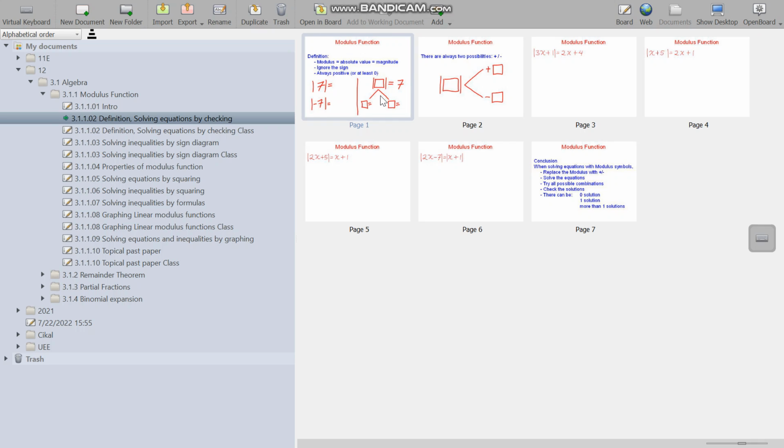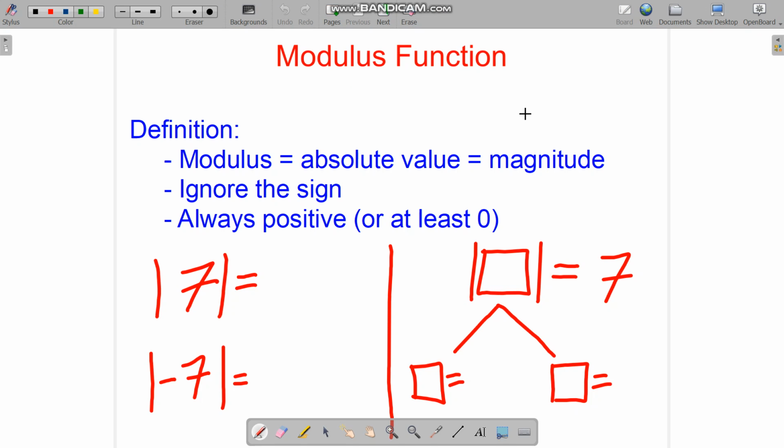Hello everyone, this video is about the modulus function, its definition, and solving equations by checking. Modulus or absolute value means magnitude. Ignore the sign. The final result is always positive or at least 0. For example, the modulus of 7 is 7. The modulus of negative 7 is also 7.